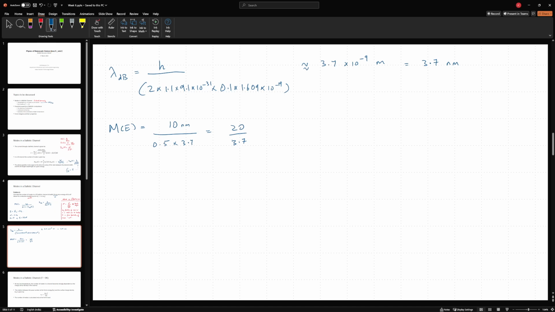So yeah, this is going to be 5.4. No, there are no units here. Sorry. Yeah, so this is the answer. So this implies there are 5 modes.